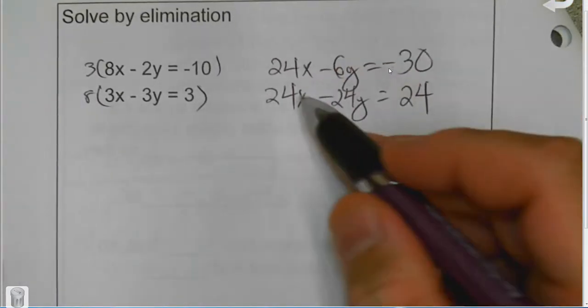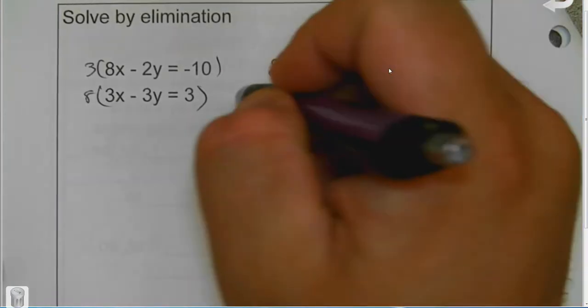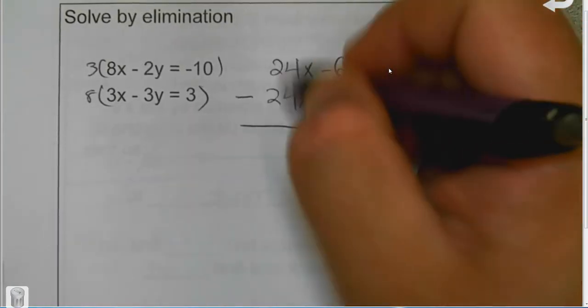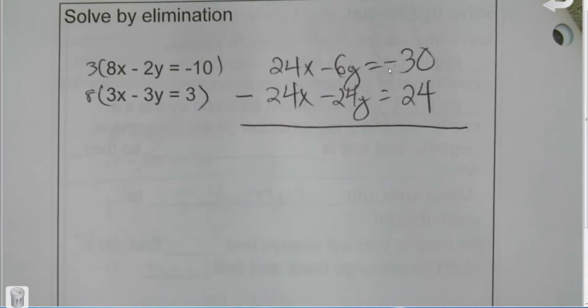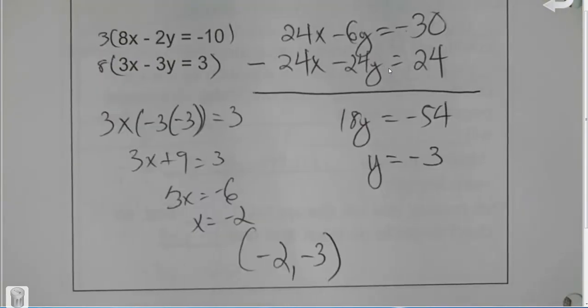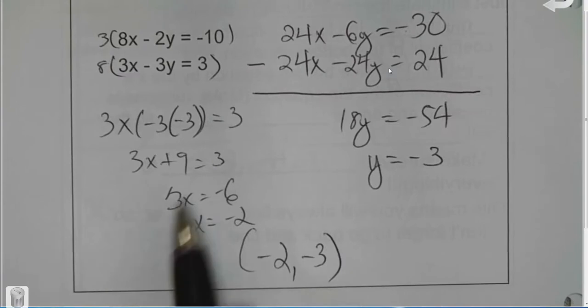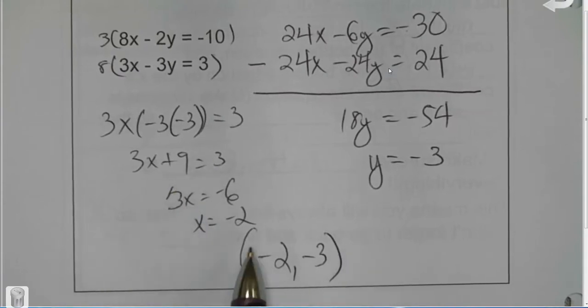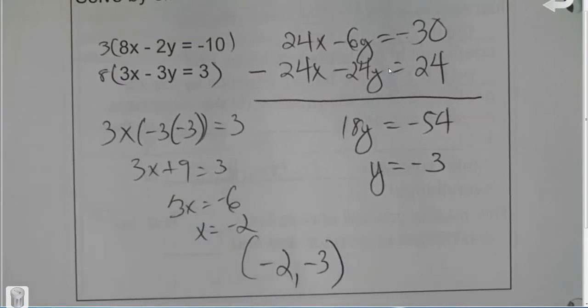Now, is this an addition or a subtraction? This one is a subtraction because the only way you can get rid of the x's is by subtracting. So pause the video, finish solving for y, then go back and solve for x. And then write your answer as an ordered pair. Okay, so hopefully you were able to subtract that correctly and you came up with y is equal to negative 3. Then I plugged it back in to the other equation and got x is equal to negative 2. So there's my ordered pair.